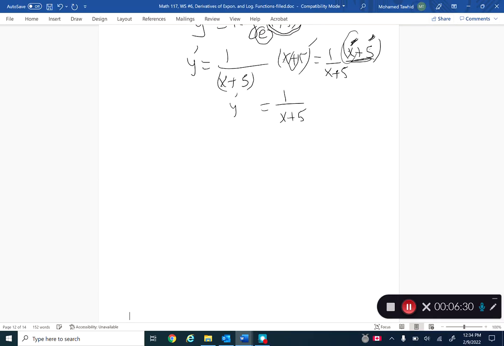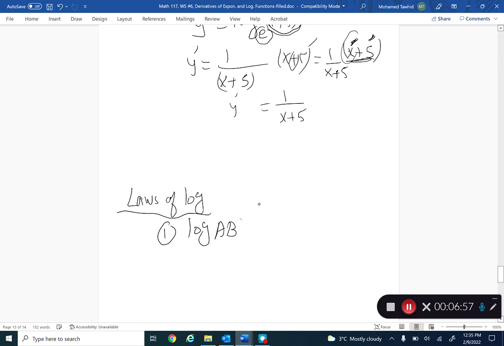So now you have the properties of log, or laws of log, which may be something you have seen in high school or Math 1070. This makes our life easier, helping us simplify before taking the derivative. What is number 1? If you have log of a multiplied by b, it will be log a plus log b. That is the first rule. If you have a product, then you take the log of the first one plus the log of the second one.